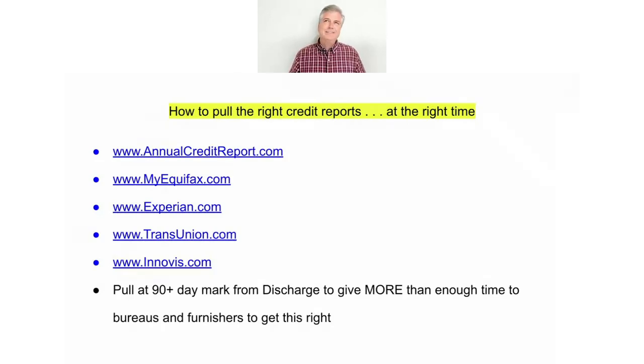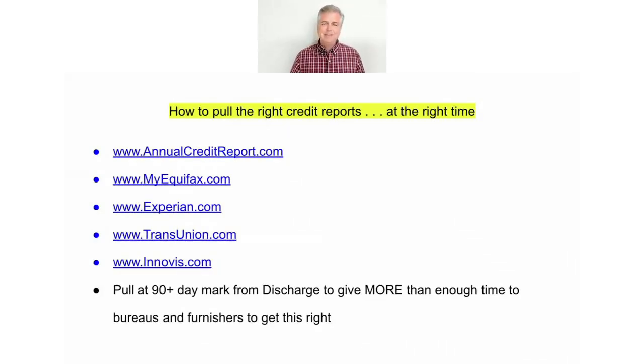TransUnion. Maybe somebody on here knows, but I'm not aware of being able to pull the actual TransUnion report for free other than through annualcreditreport.com. Now, there may be some backdoor, like TransUnion trying to sell you a credit score. They might give you a free report. I'm not sure. So if anybody knows about that, let me know. But definitely annualcreditreport.com. If you had to, just go buy a report from TransUnion.